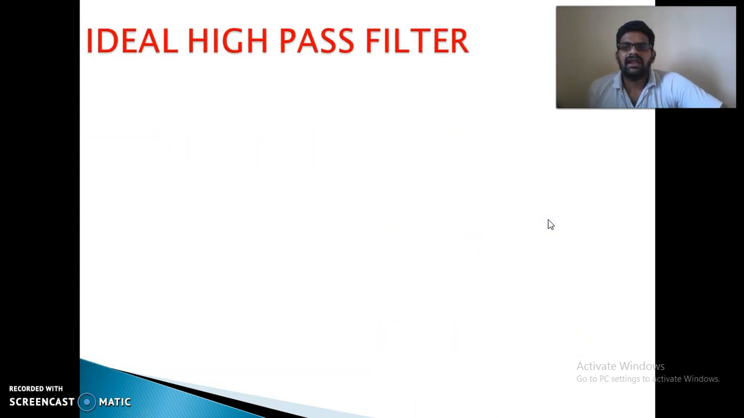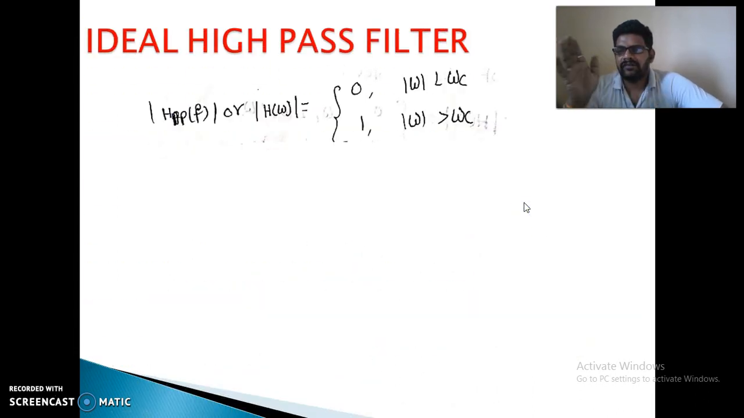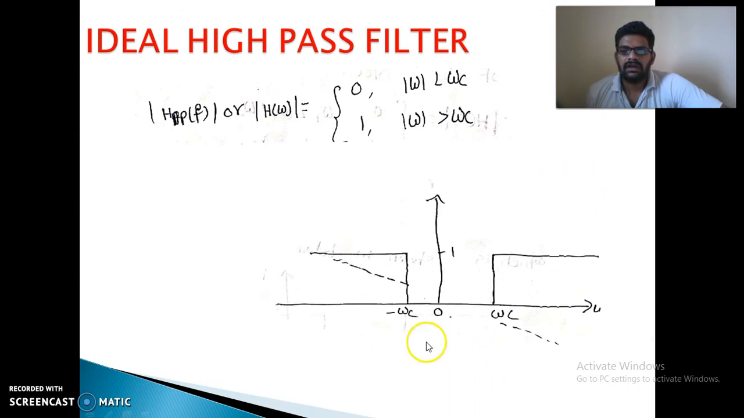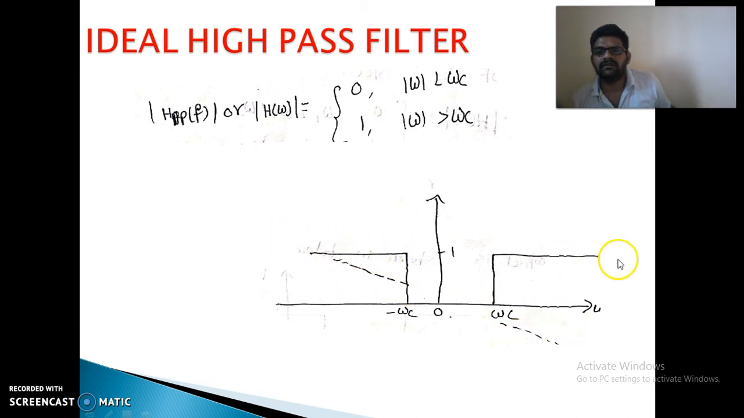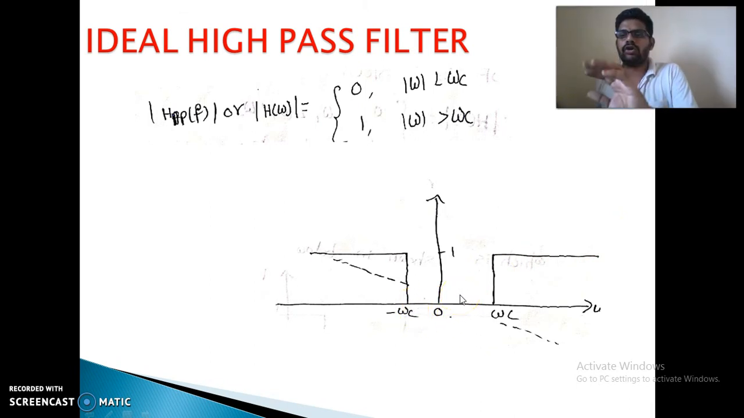Next, the ideal high pass filter, which allows only high frequencies. For low frequencies the response is 0, but for high frequencies the response is 1. Whatever the input at high frequency, that will be transferred. This is the high pass filter characteristic. It allows the frequencies from omega c to infinity, and the remaining frequencies from 0 to omega c are blocked. This is the stop band and this is the pass band. In this pass band the phase is linear.